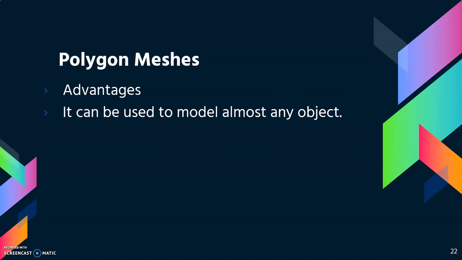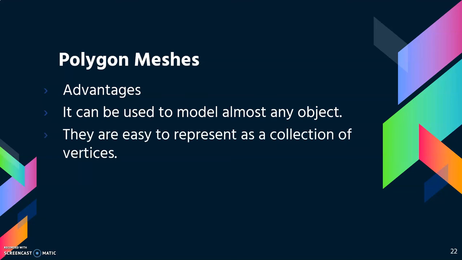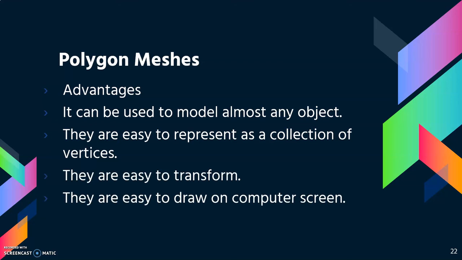Advantages: it can be used to model almost any object. Any object can be modeled using a triangle strip or quadrilateral mesh. Not only this, there are some other forms also. Then they are easy to represent as a collection of vertices. They are easy to transform. They are also easy to draw on the computer screen.